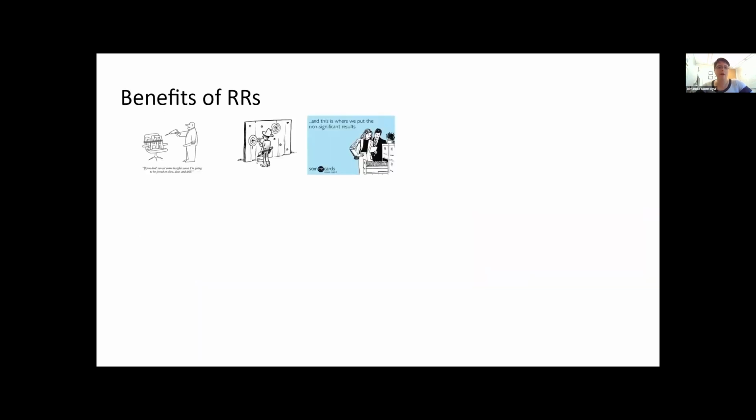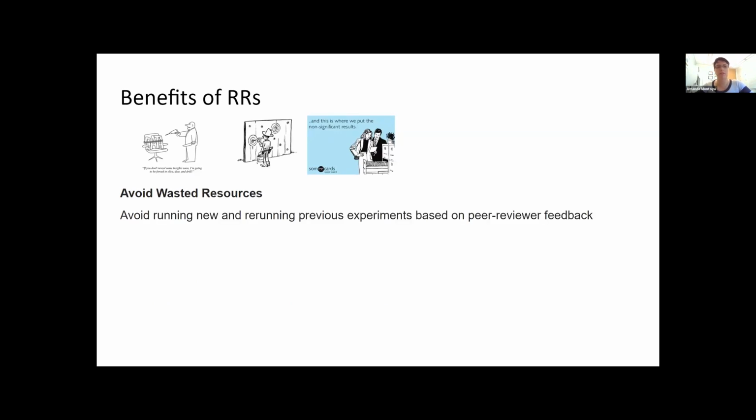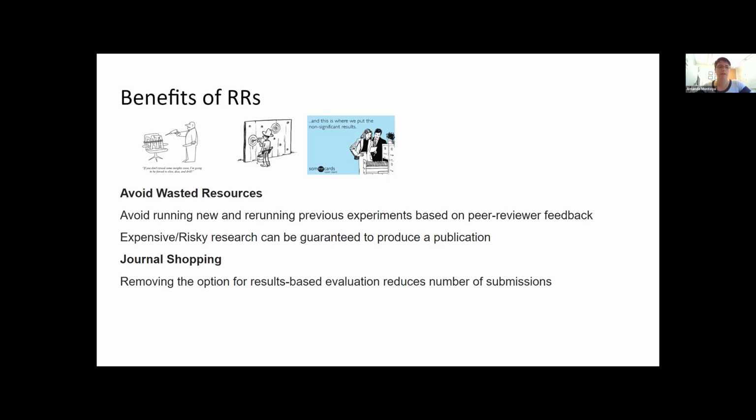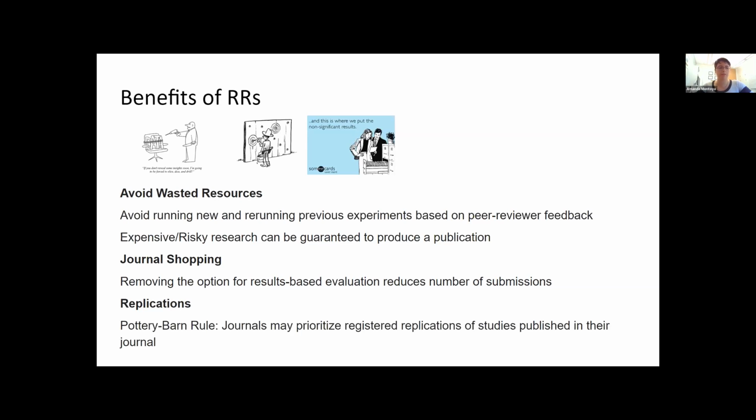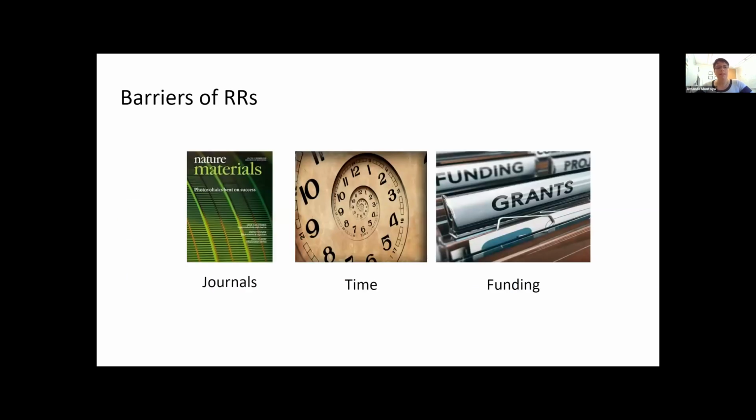So what are the benefits? Well, it addresses all of the things that we say that it should address, but it also avoids wasted resources. If in the peer review process you're asked to run new studies or rerun previous experiments or redo data analysis, the idea is that this should shortcut that. It's also really valuable for expensive or risky research because you know that it will produce a publication. It should avoid journal shopping because of this reduction of publication bias based on results, and is also used to encourage replications.